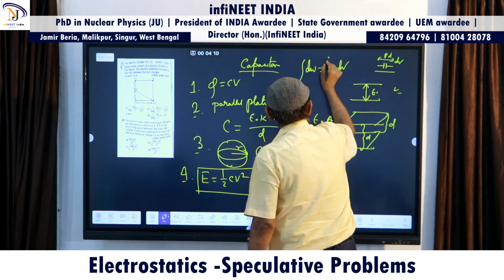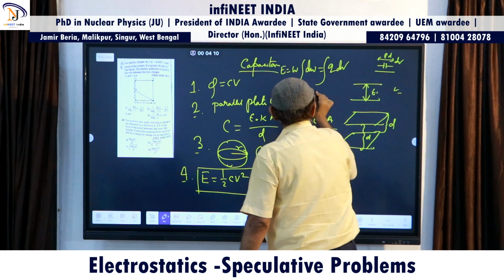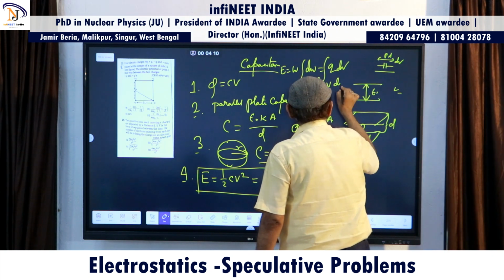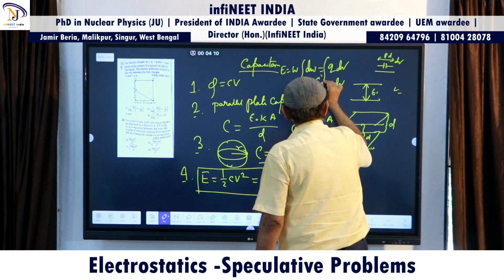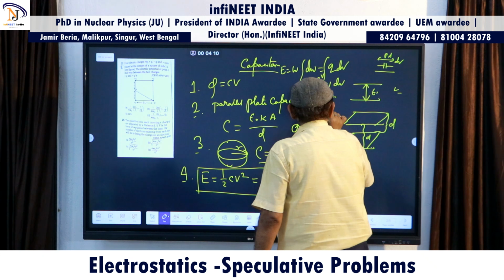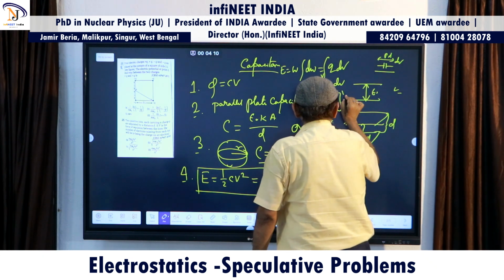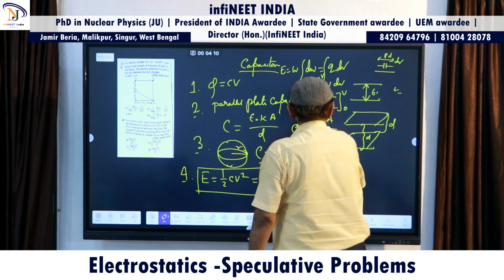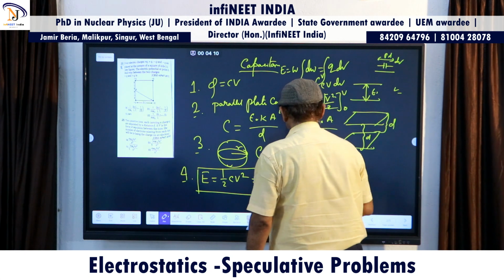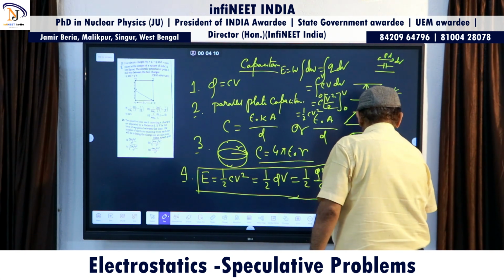And if you take integration, then it will be W. W means energy. Energy means integral of Q equals C into V dV, lower limit 0, upper limit V. What will be the result? V square by 2, upper limit V, lower limit 0. So the result is half CV square.